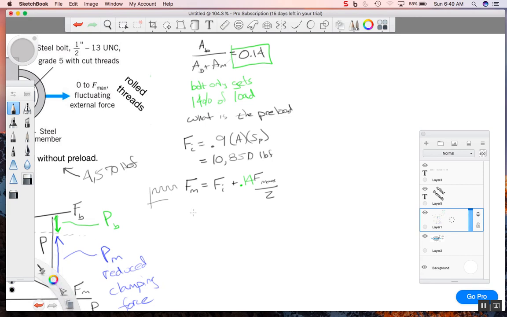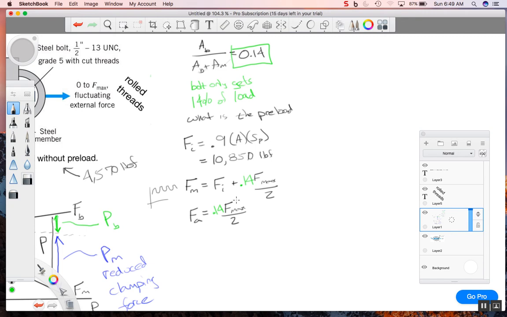I go back down here to figure out my alternating load, and the alternating load is just this part. It doesn't depend on the initial load. So that becomes, again, F max. Remember, F max is my separating force divided by 2. But again, I've got the same bit of good news here, that this only gets 14% of that. So now it just becomes a bit of an algebra fest.